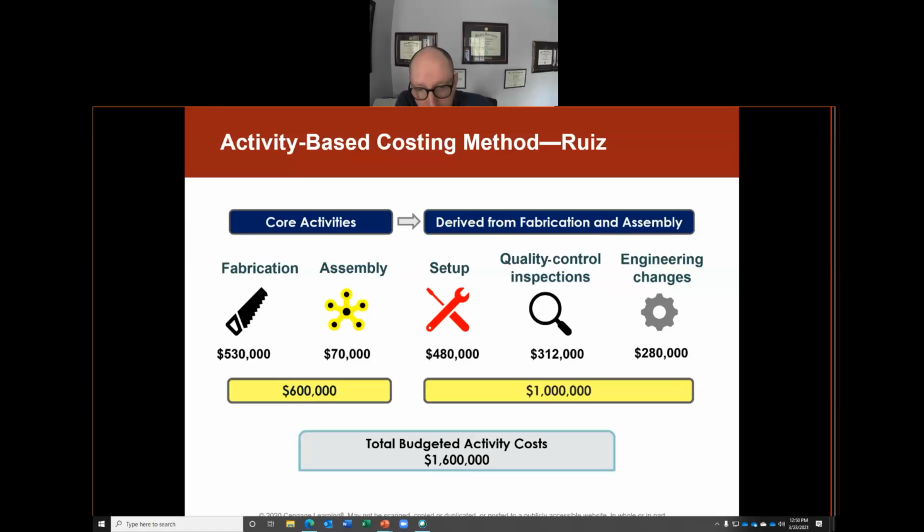And so each activity is assigned a part of our total budget. Fabrication, we allocated $530,000, for assembly $70,000, giving us total core activities of $600,000 allocation. The other $1 million was allocated to setup, quality control inspections, and engineering. $480,000 to setup, $312,000 to quality control, and $280,000 to engineering.